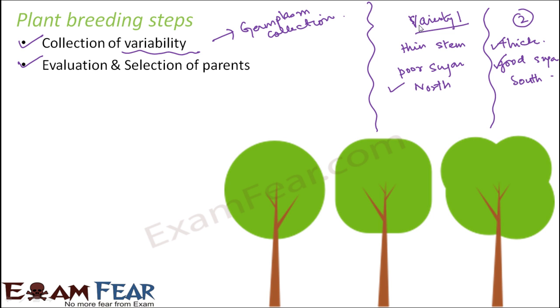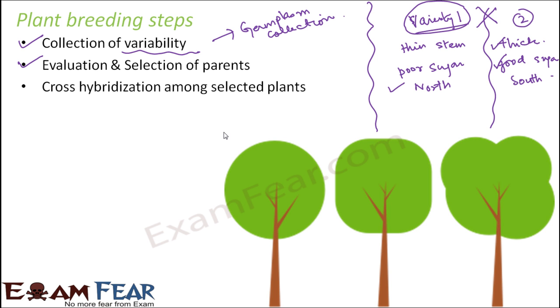So here we just have 2 varieties. Let us assume if we have a third variety which had thin stem, poor sugar content, and which grows in south. In that case, we will not select that variety 3. We will select variety 1 and variety 2 and then cross them with each other. So basically we are selecting the parents in this step.